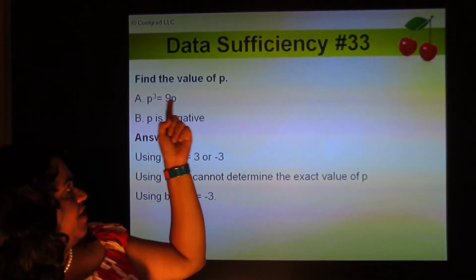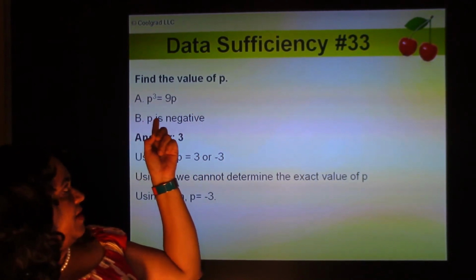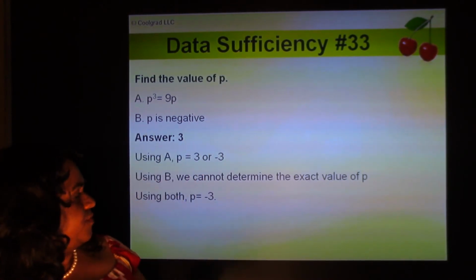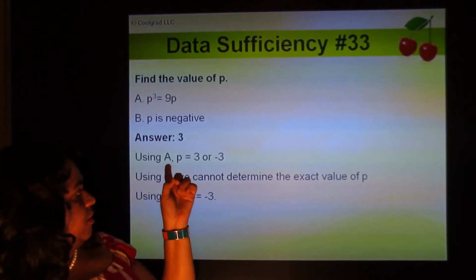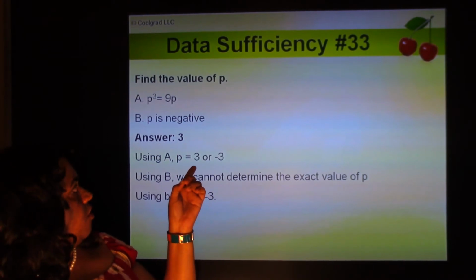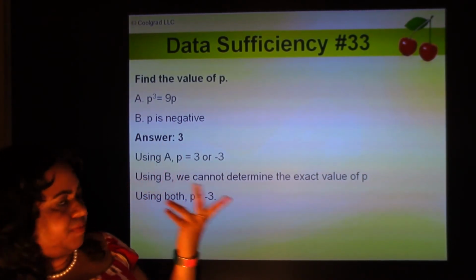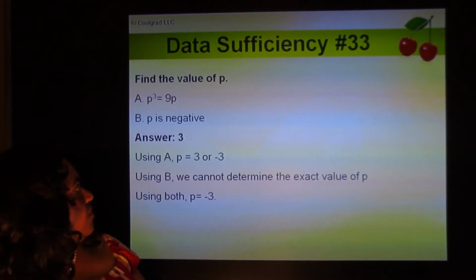Question 33. Find the value of P. Statement A, P cube equals 9P. Statement B, P is negative. So using statement A alone, P square equal to 9. So P equal to plus 3 or minus 3. These are the only two options possible.